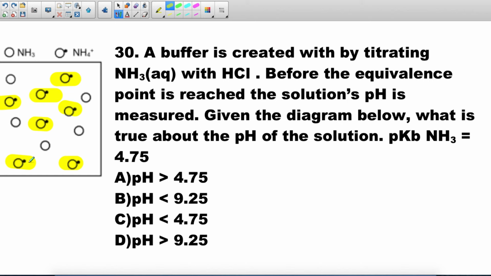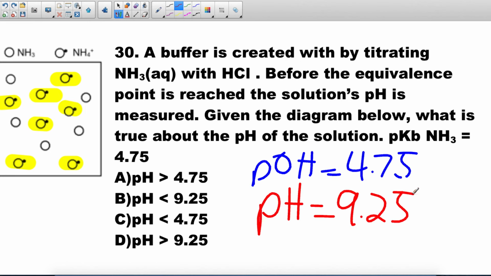If the pKb of NH3 is 4.75, then at the half equivalence point, the pOH is going to be equal to the pKb, which is 4.75. If the pOH is equal to 4.75, then the pH has to be equal to 9.25. That would be at the half equivalence point, where the amount of NH3 and the amount of NH4 are the same. Since the amount of NH4 is greater, that means we've moved to the right of our titration curve.